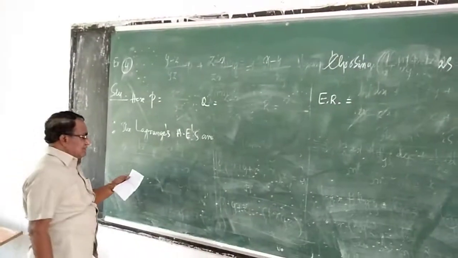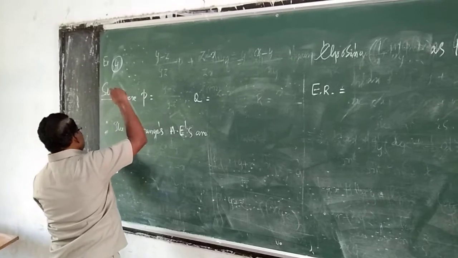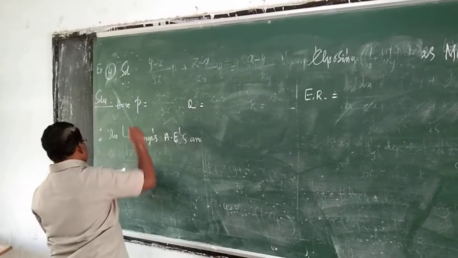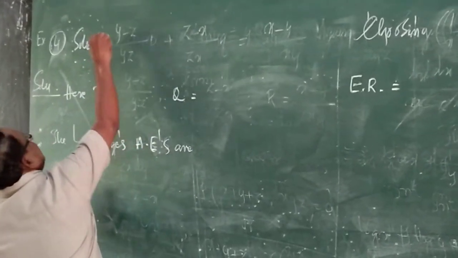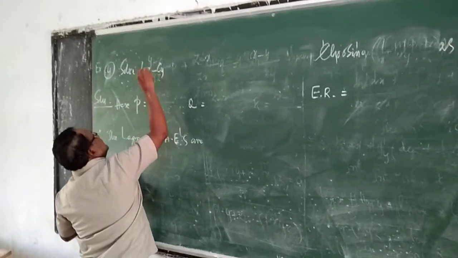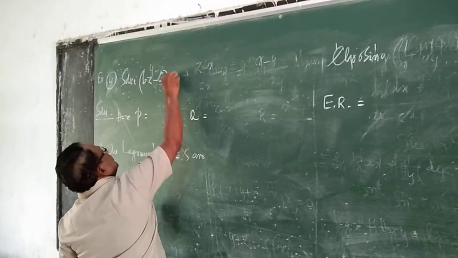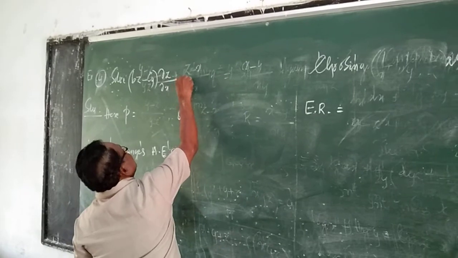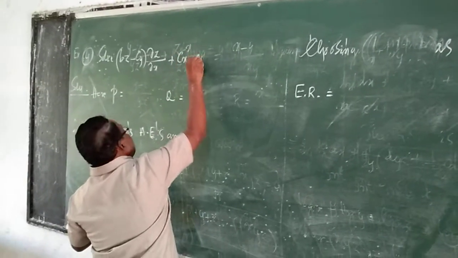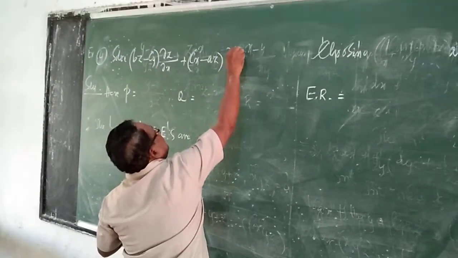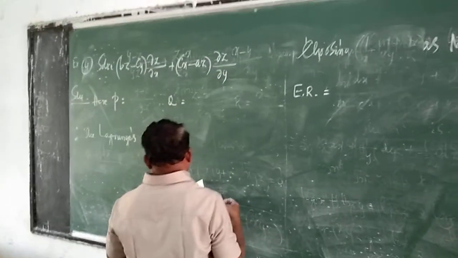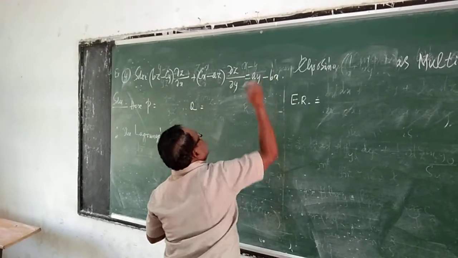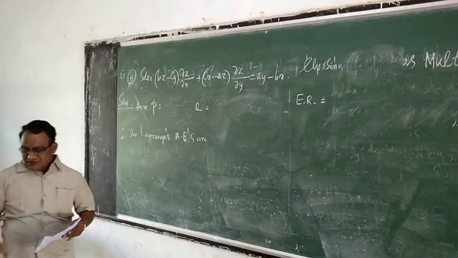Example number 4, say this question has been asked once in your VSKU Ballari. Solve (bz minus cy) into dou z by dou x plus (cx minus az) into dou z by dou y is equal to ay minus bx.